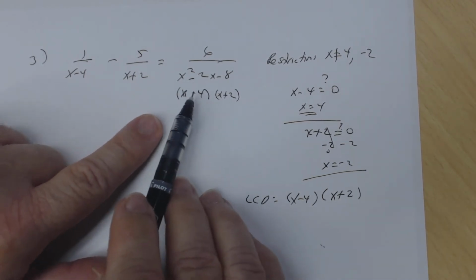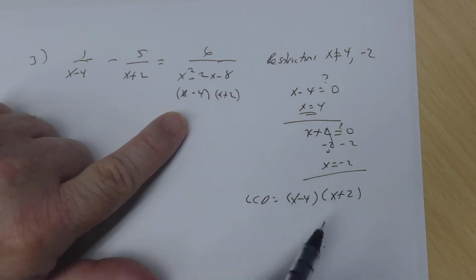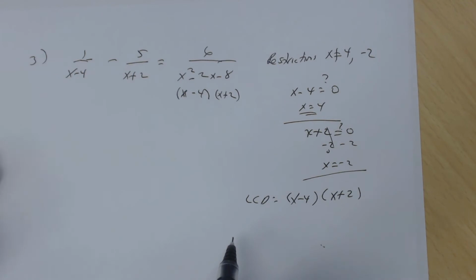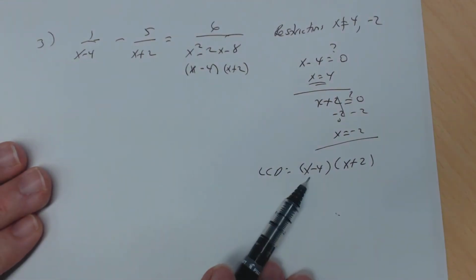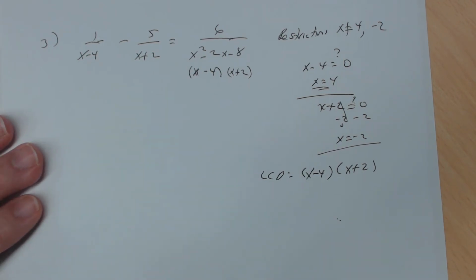And that's it. The next one is x minus 4. You've already taken care of it. The next one's x plus 2. You've already taken care of it. So there's your LCD: x minus 4 times x plus 2. Once you find the LCD, though, remember you're going to multiply both sides by it. So it's just like what you did here.